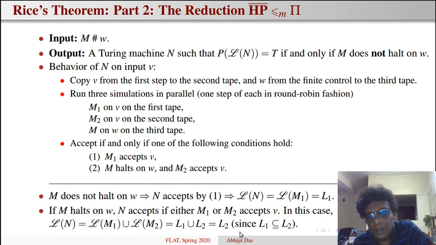You recall that for L1 the property is true. For L2 it is false. So if M does not halt on W, the property is true. If it does halt on W, the property is false. And that is precisely what we want to do.